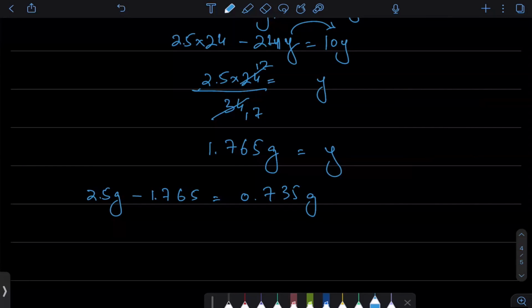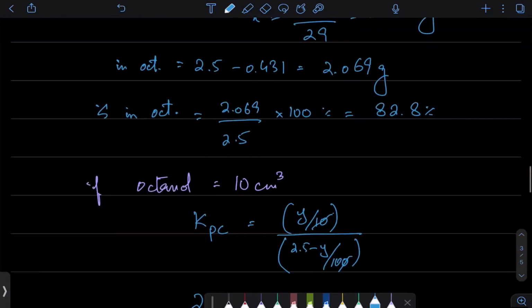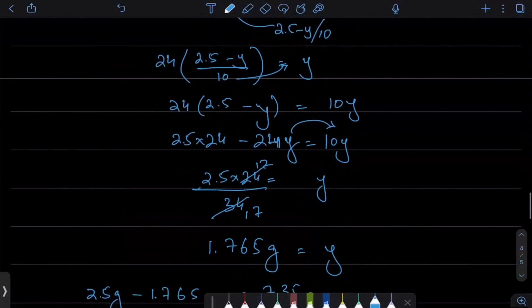And remember, I still have another 10 cm cube left, because I used 10 instead of 20. What is the percentage here? This is 1.765 divided by 2.5. That is almost 70.6%. So about 71% we have extracted right here. In the earlier case, 83% came out.